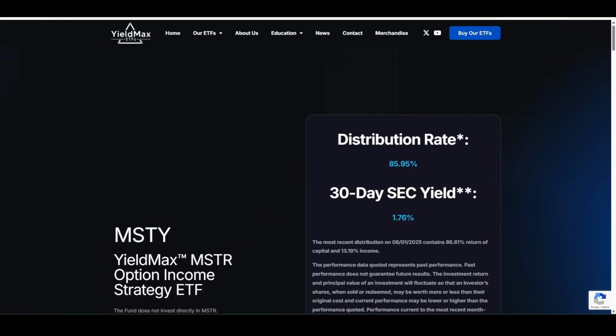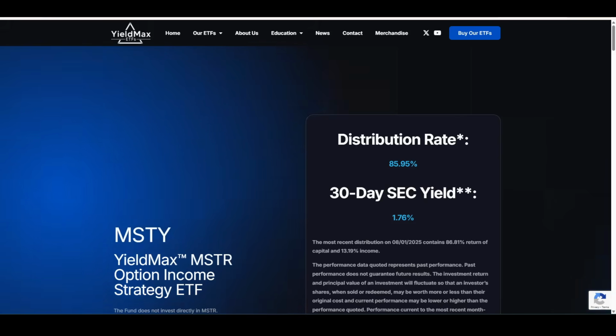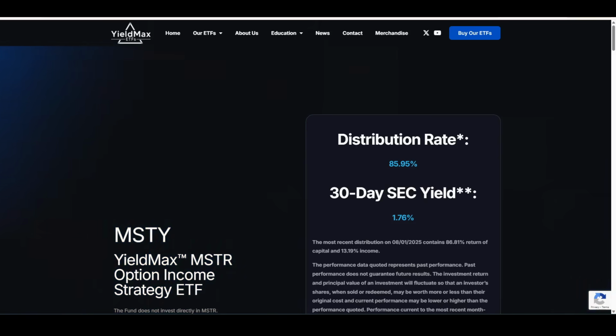So let's first just take a look at MSTY on the Webull chart, and let's just see where it's at, and then we'll jump over and we will update my spreadsheet.